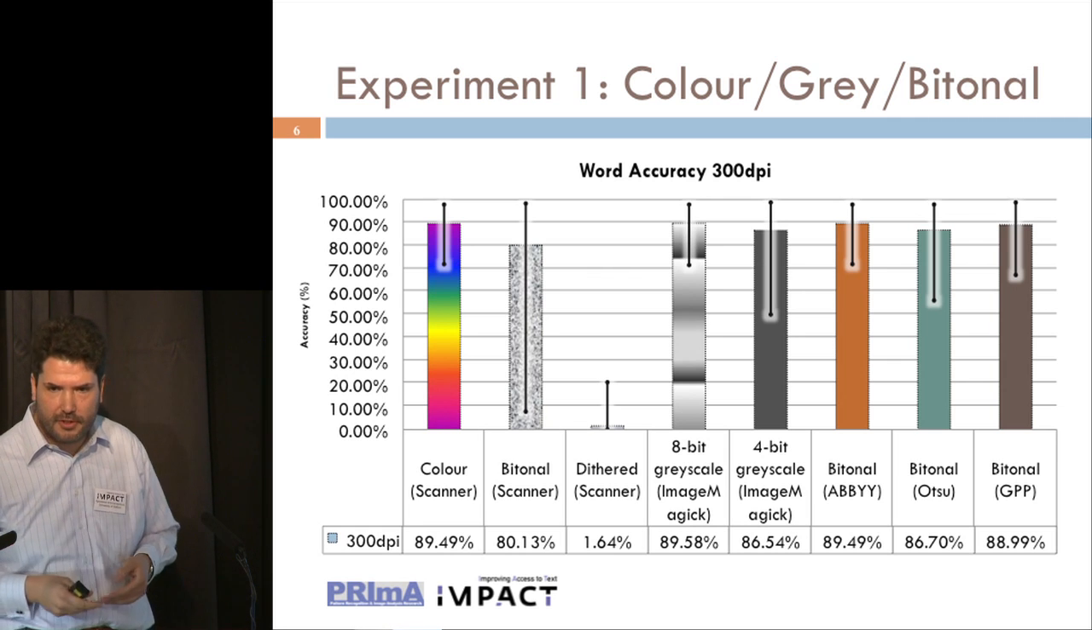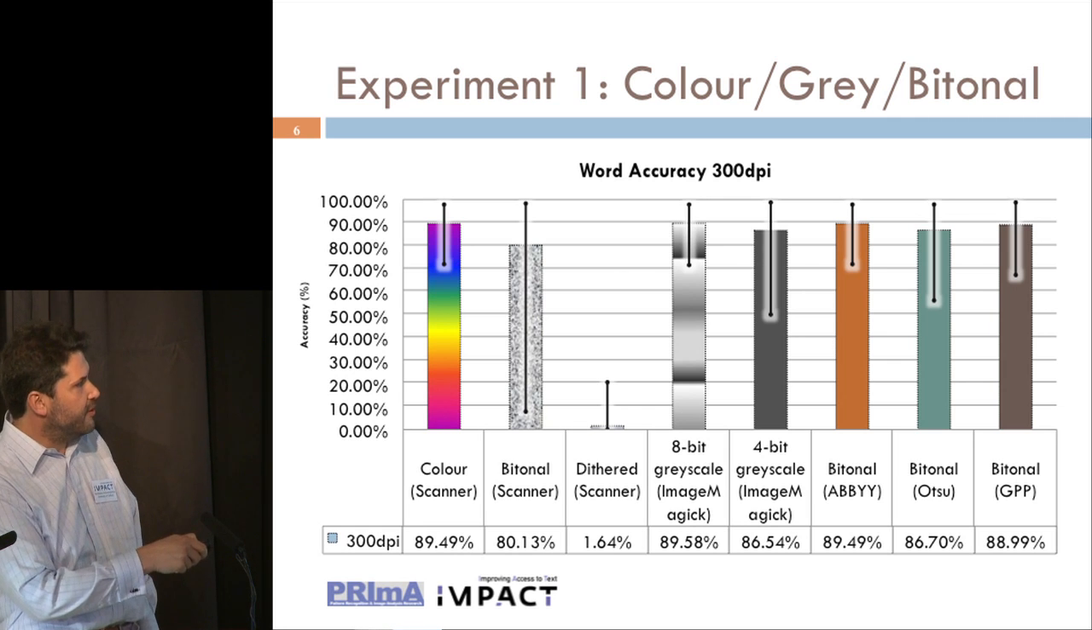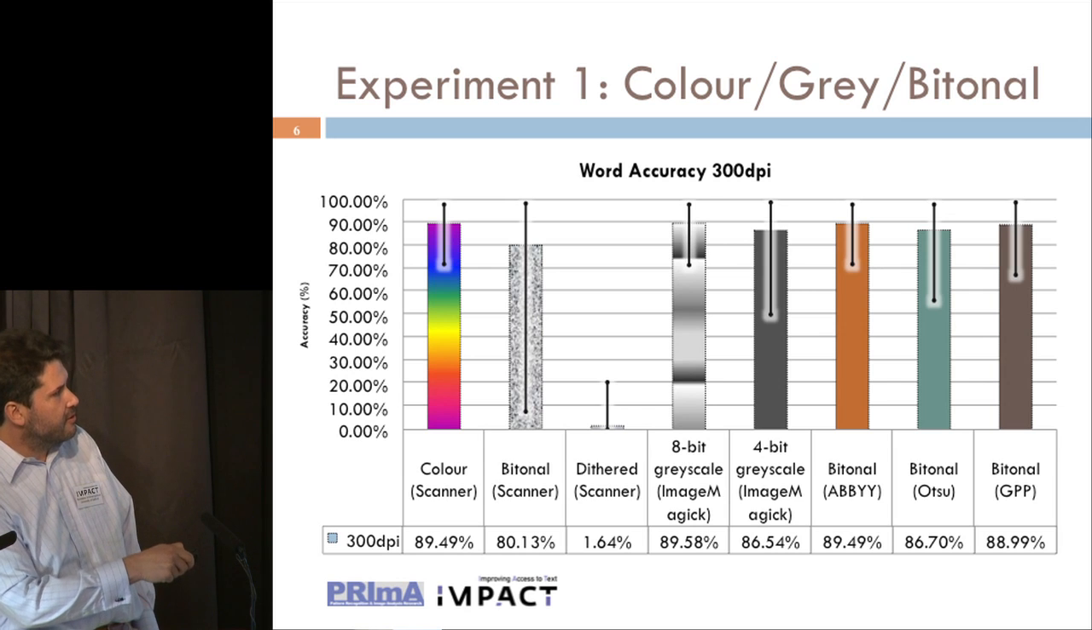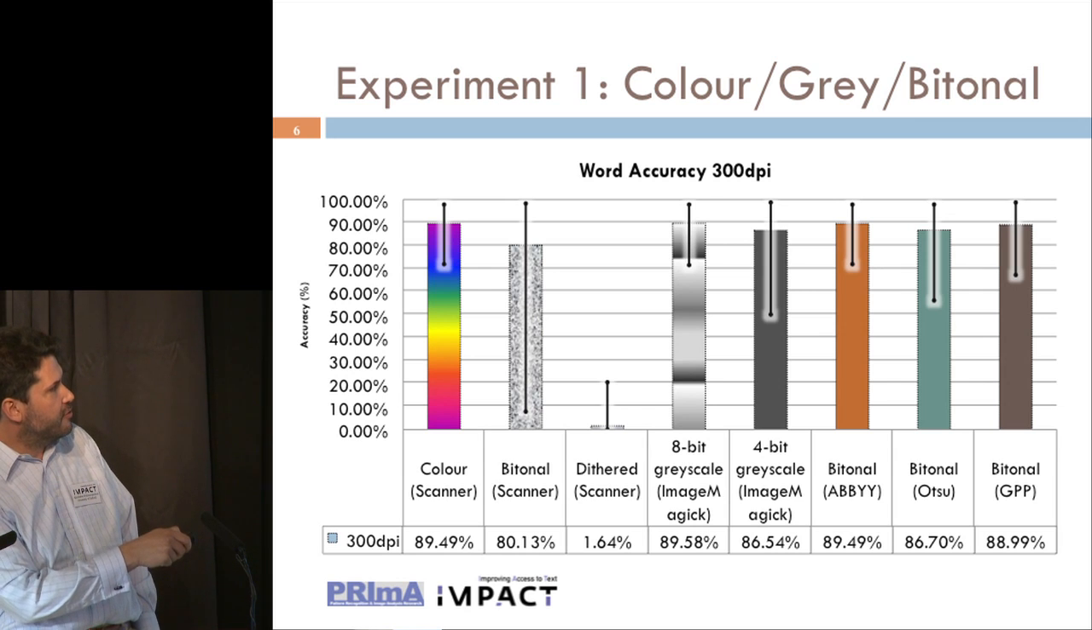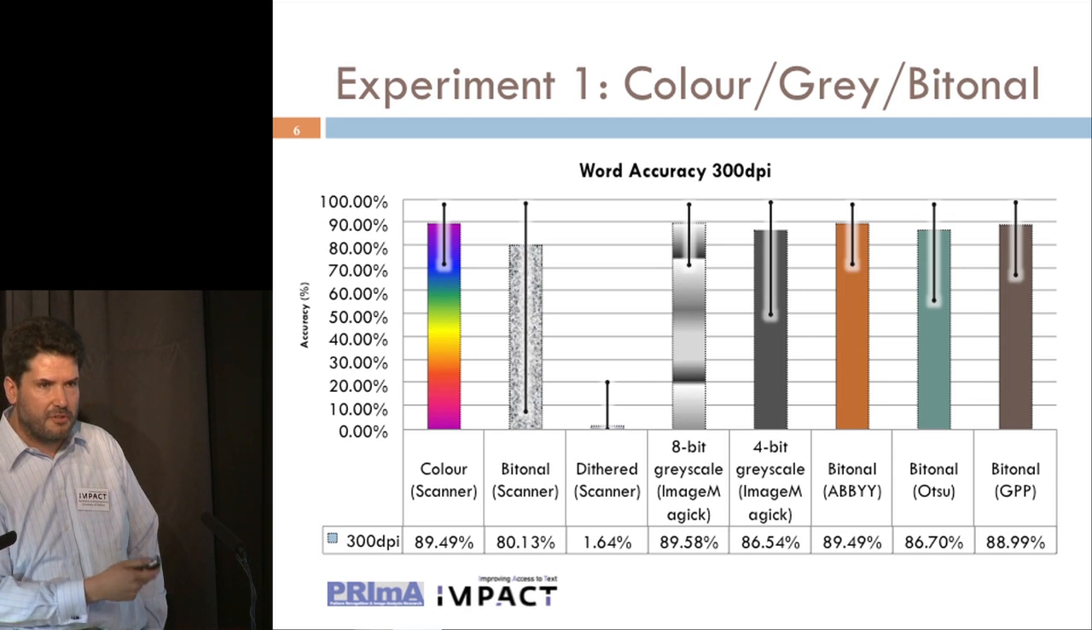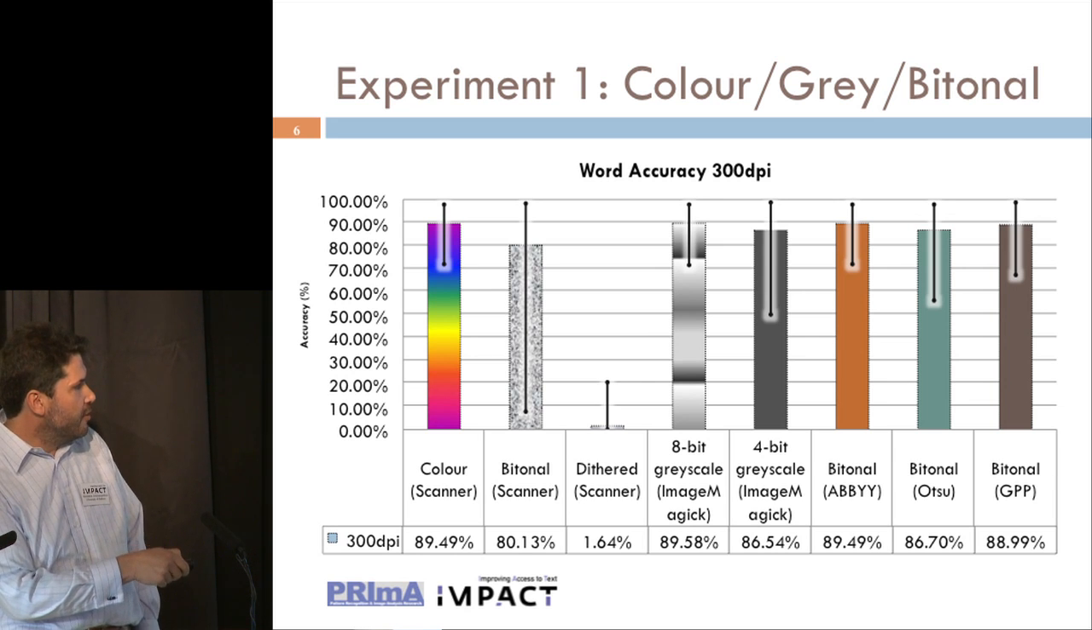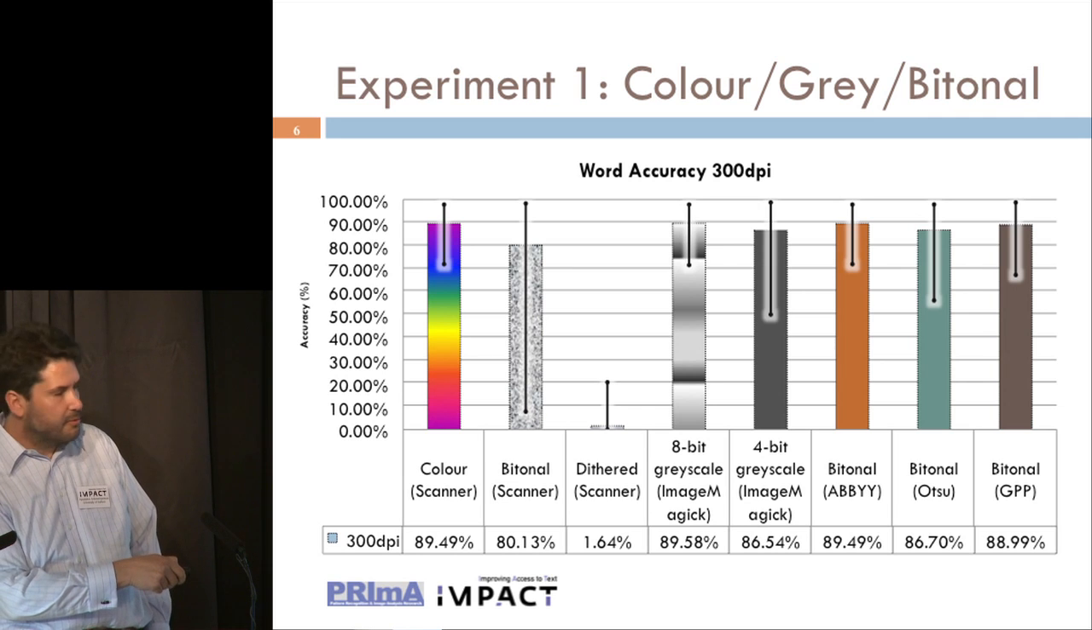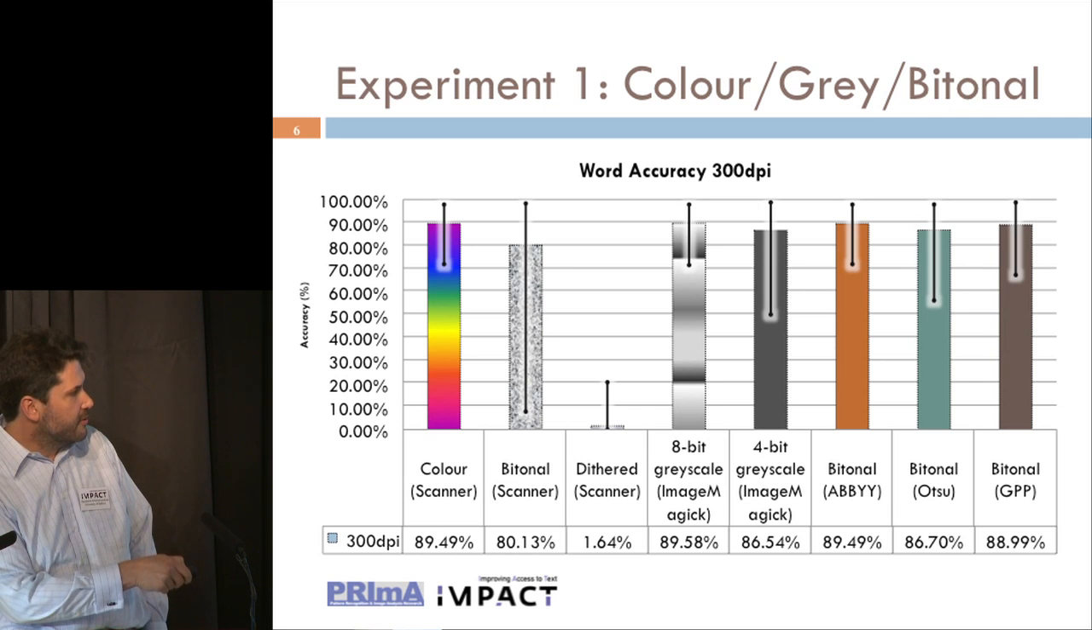So maybe reduce it and have an experiment. Does it affect? So with 4-bit grayscale, quality drops a bit, and the variation in quality is increasing, right? So maybe it's not the best option. Now we generated Bitonal with different methods as well.